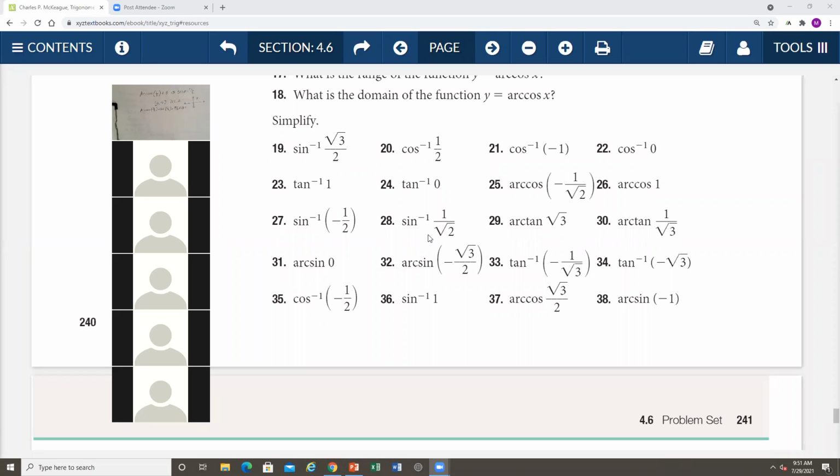Okay, number 27, the inverse sine of negative 1/2. The inverse sine of negative 1/2 is really saying, what is the arc sine of negative 1/2? So what would be the arc sine of negative 1/2? Well, it's going to be some angle such that if you were to take the sine of that angle, you would get back negative 1/2. Think of it that way.